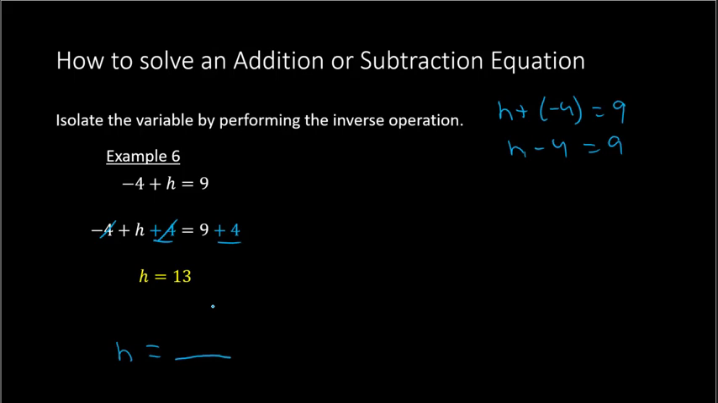And we can verify that we did it correctly, because if we did it correctly, when you plug 13 in for h, we should have a true statement. So let's try that. We have negative 4 plus, instead of h, we have 13 equals 9. And that is a true statement. So therefore, we do have the correct solution.